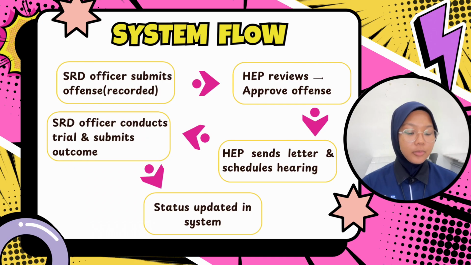The process starts when the SRD officer submits a student offence using the system. This record is saved and sent to the HEP for review. The HEP officer checks the offence details. If everything is complete, they approve it and move it to the next step. After approval, the HEP officer sends a formal letter to the student. They also schedule a hearing with the student.